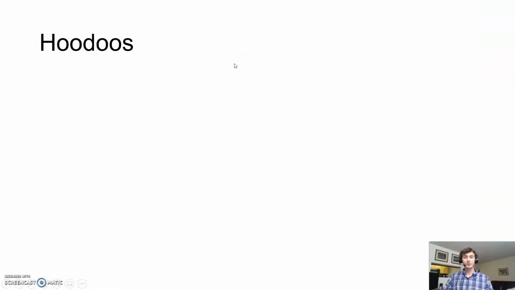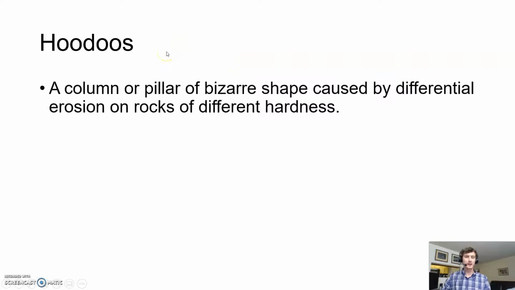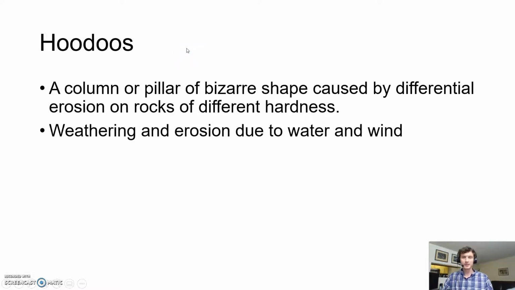Next we have hoodoos. Fun to say and fun to look at. You have these crazy looking, kind of bizarre columns. Looks like it shouldn't balance, but somehow it does. These are the result of differential erosion of rocks due to differences of hardness. You have one little patch in there which is really hard to erode, really resistant to any kind of forces. And you have other patches in there that are really soft and erode right away and are just gone.